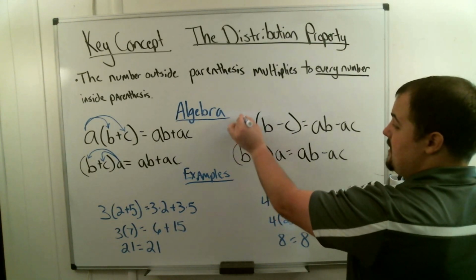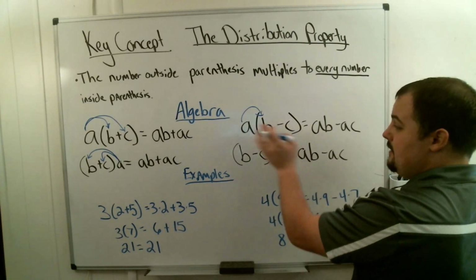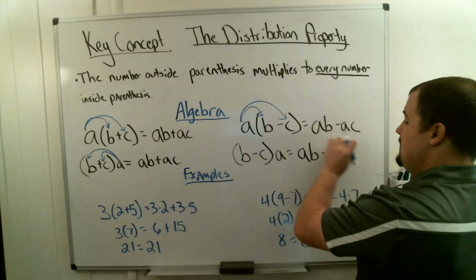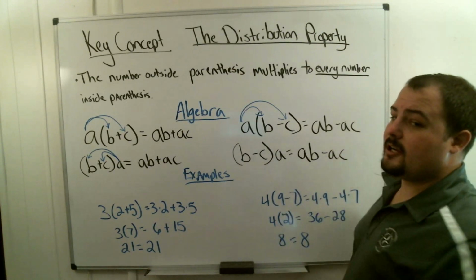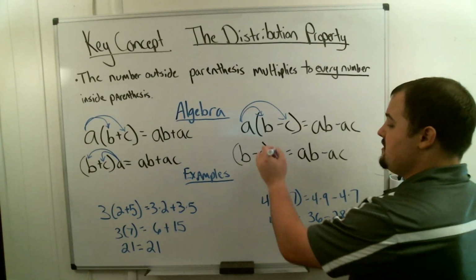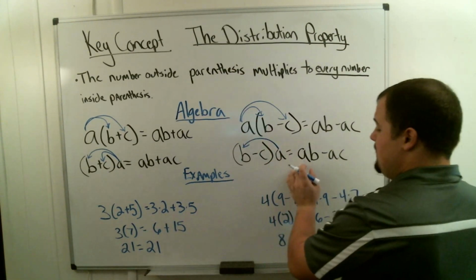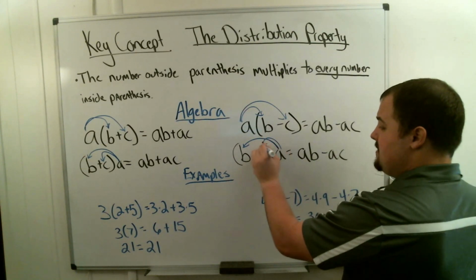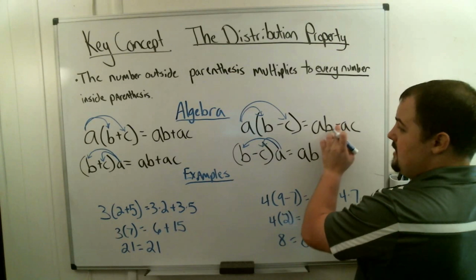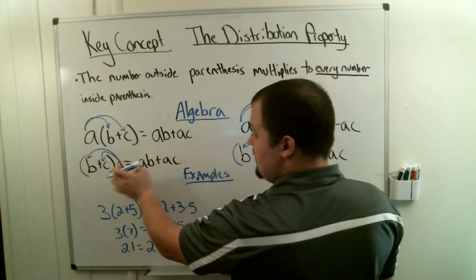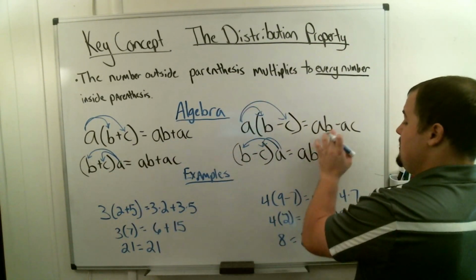So again, you do the same thing. A times B, that's AB. A times C, that's AC. Again, if it's on the right side, it's still not going to change the problem. We still approach it the same way. A times B, that's AB. A times C, that's AC. Notice that the sign that's in between both of these stays every time. The addition sign stays, the subtraction sign stays.